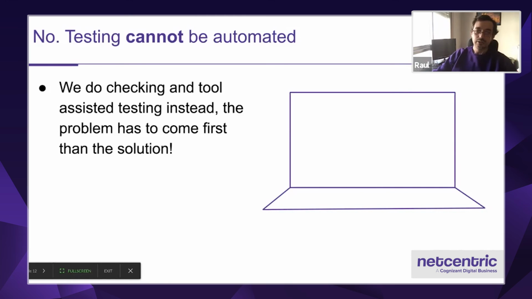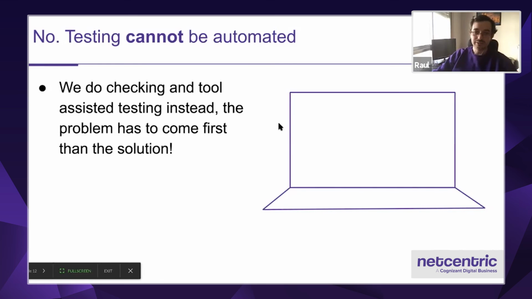Intellectual, high complexity intellectual activities. You cannot automate that. So testing cannot be automated. But we can do checking and tool-assisted testing. You can automate data generation for your tests. You can make use of automation suites to get some checks on your system.